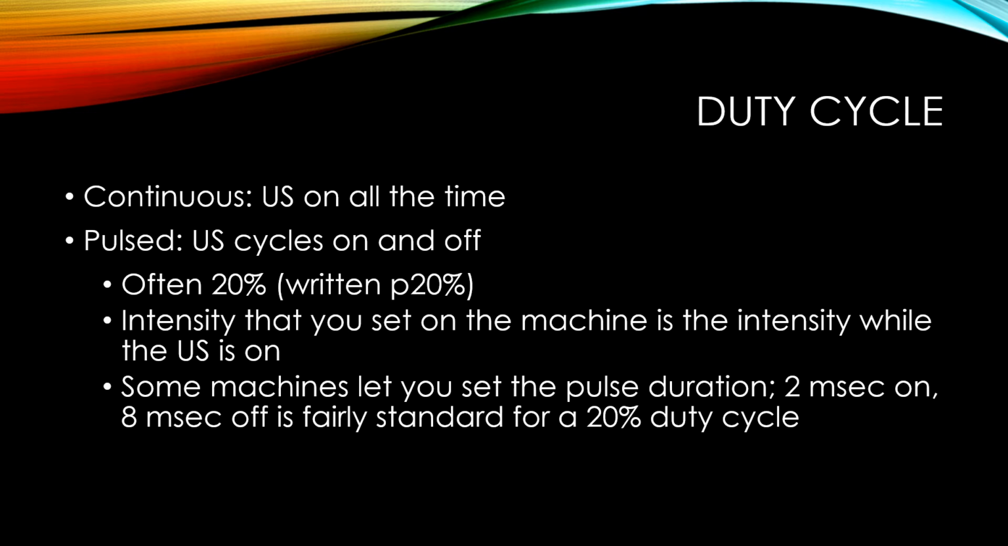One typical pulsed duty cycle might be 20%. That means the ultrasound is on for 20% of the time, it's off for 80% of the time. Now, when you have a pulsed duty cycle, it's important to remember that the intensity that you set on the machine is the intensity while the ultrasound is on. So if I were to set a spatial average intensity of 1 watt per square centimeter on my machine, and I had it pulsed 20%, that would be the intensity 20% of the time that it's on, and then the 80% of the time that it's off, it would be nothing. There are some machines that let you set the pulse duration. Those are fairly rare. But typically, for a 20% duty cycle, you might have 2 milliseconds on, 8 milliseconds off. So this pulsing is happening very quickly, but that's what it might look like.